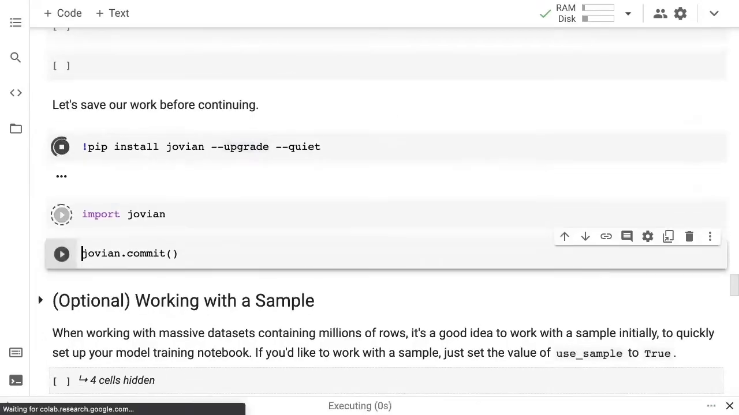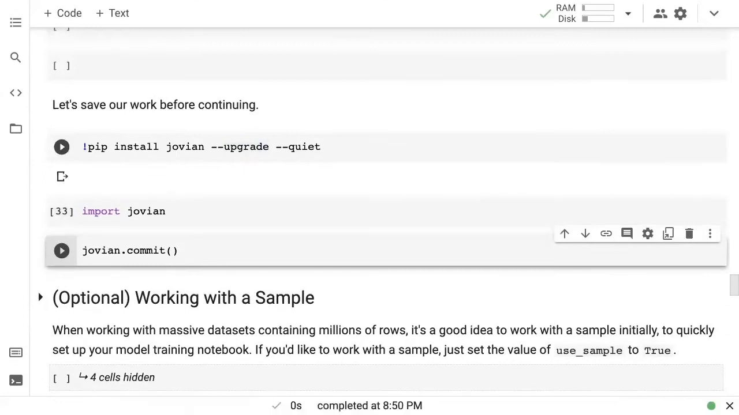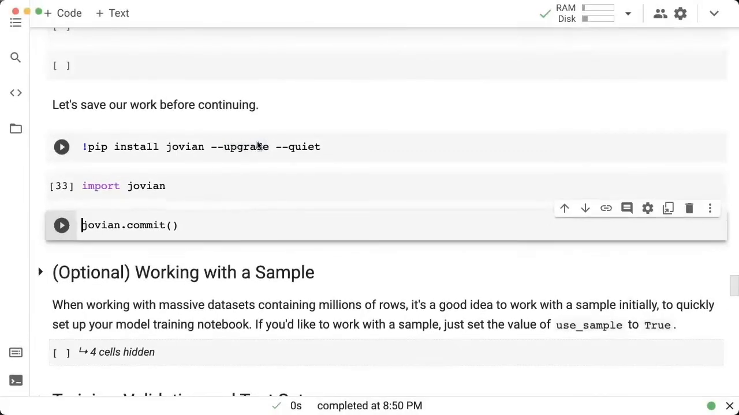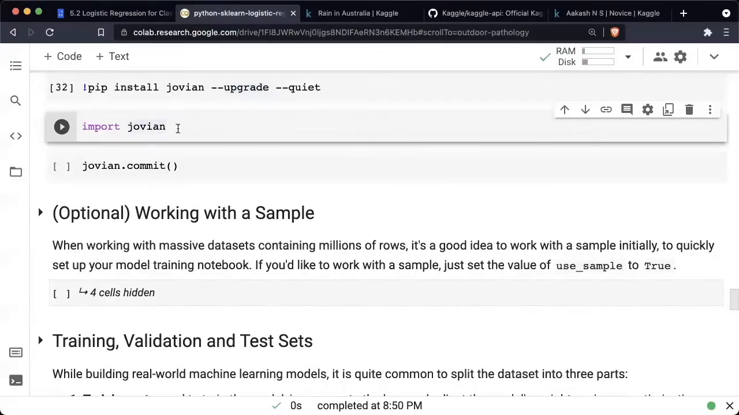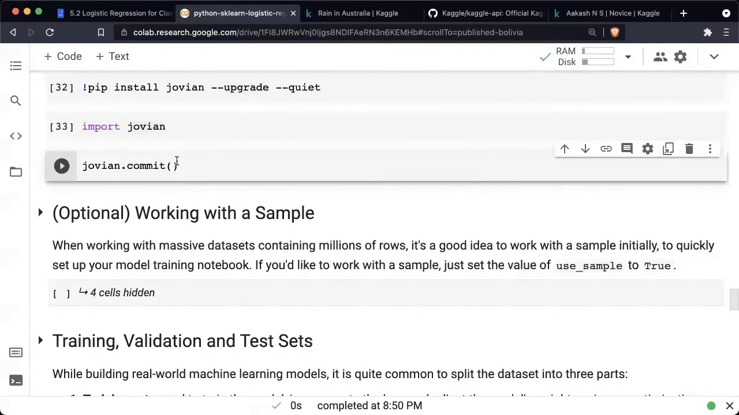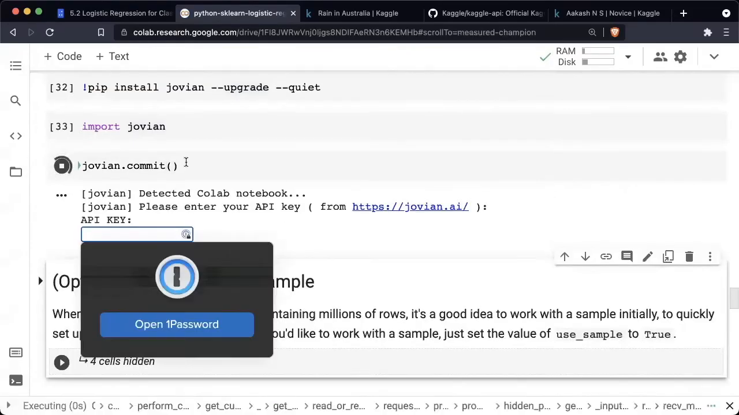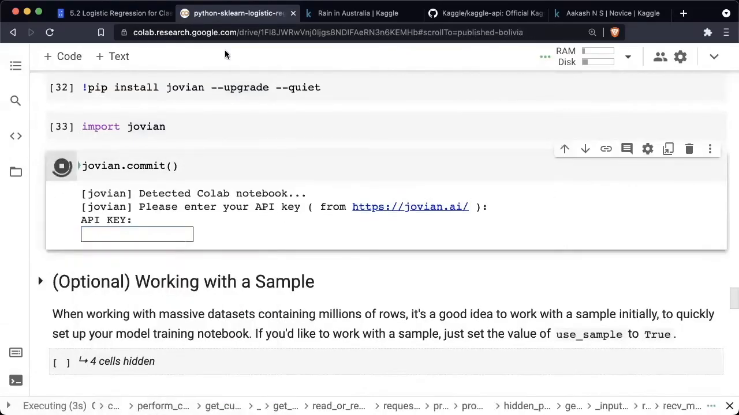So at this point, let us just save our work. So from time to time, you should be saving your work, and you can do this by importing the Jovian Python library and running jovian.commit. And the reason you should do this is because if you step away from the Google Colab notebook for 10 or 15 minutes, then the notebook will shut down and you can lose your work.